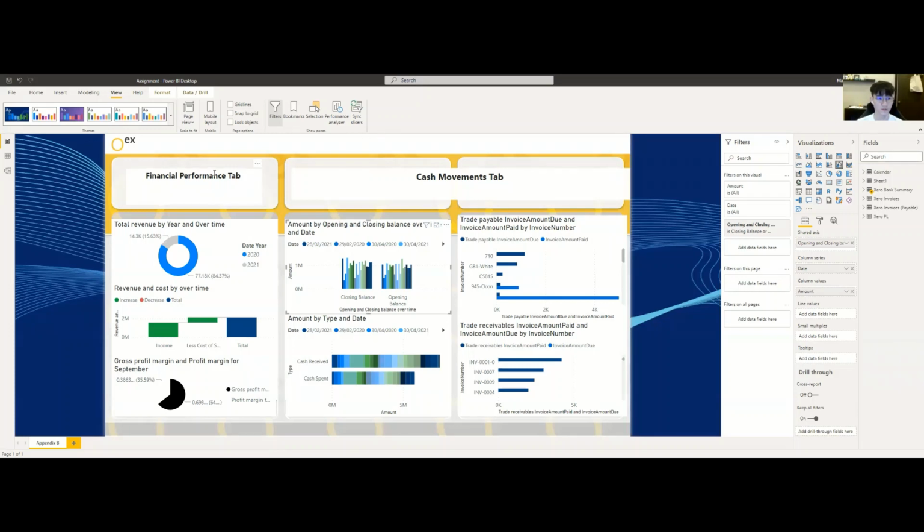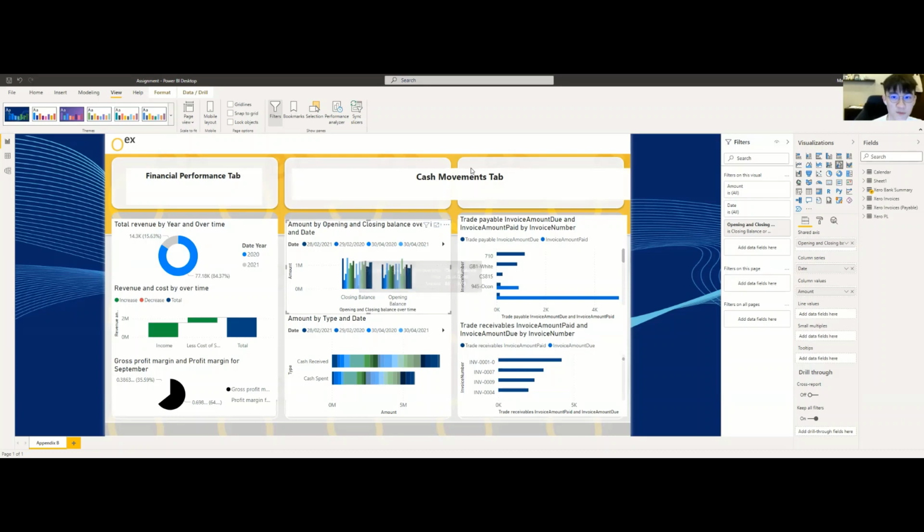Under the Financial Performance tab, the first graph represents the total revenue over time. In the year 2020, it can be seen that there's 84%, while in the year of 2021, there's 15%. The next graph represents the revenue and cost over time. As you can see, the cost is higher than the income. The third graph represents the gross profit margin and profit margin for the month of September. The gross profit margin is 64%, while the profit margin is 35%.